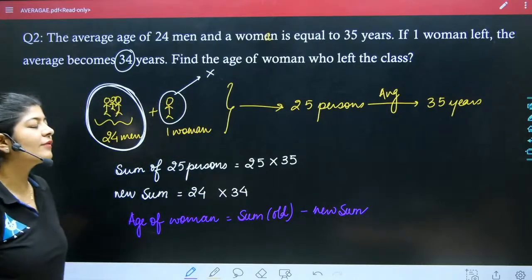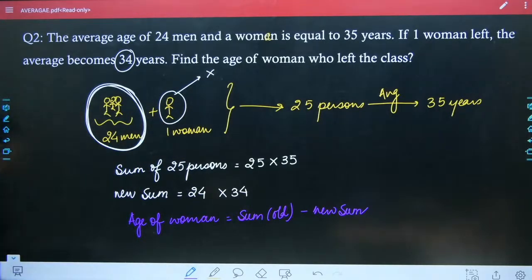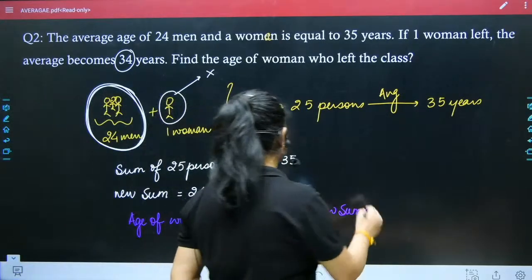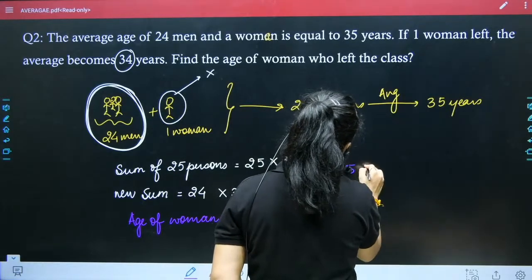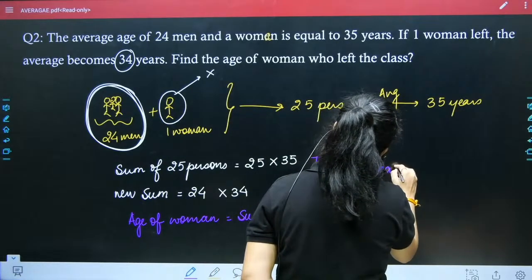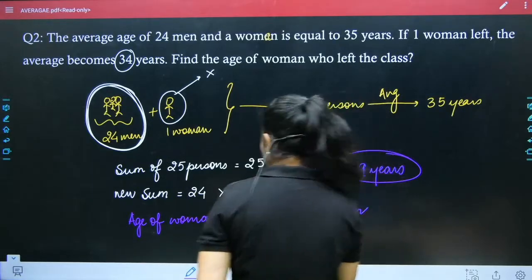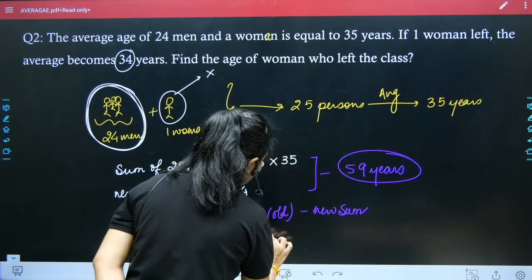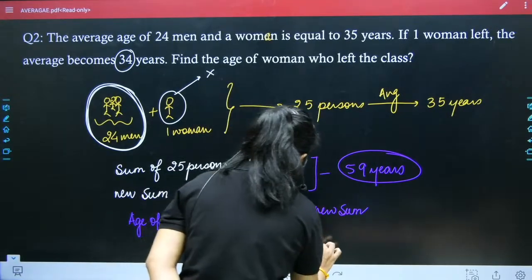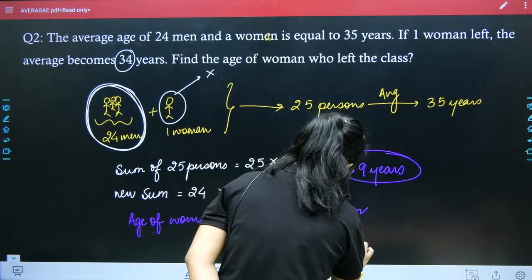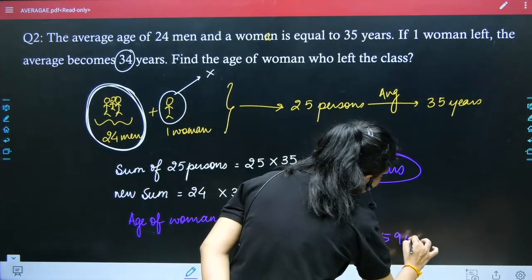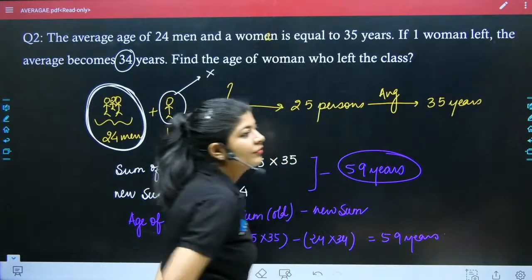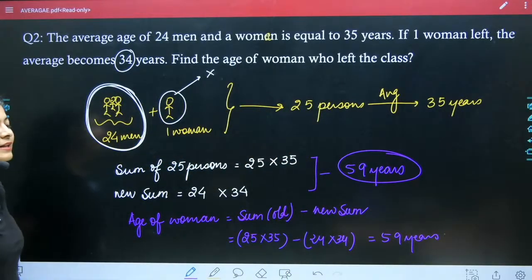What is the correct answer of this question? The woman is of 59 years. What I have to do is subtract 25 into 35 minus 24 into 34, and I'll get 59 years as my answer. 59 years is my correct answer.